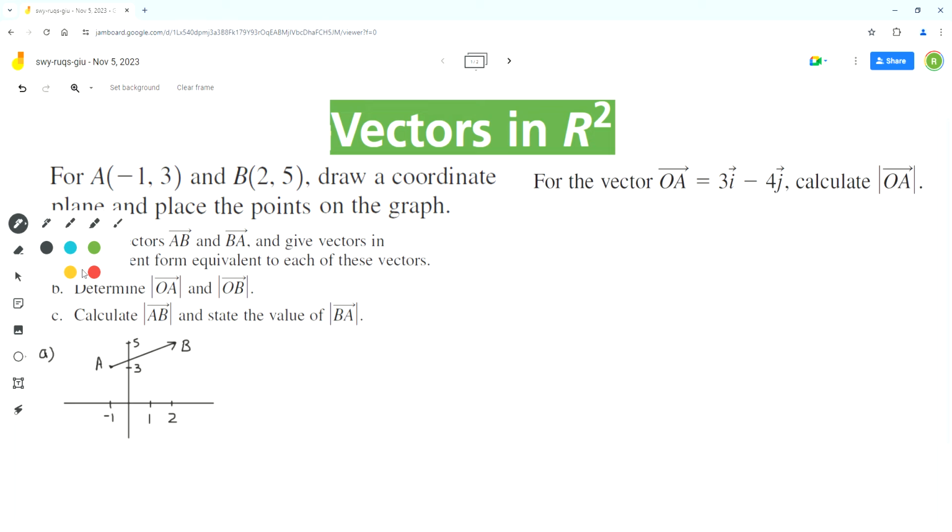So I can use a different color for it. So this red vector is vector BA. So it starts at point B and ends at point A. And now we have to give vectors in component form equivalent to each of these vectors. So let's start with vector AB.